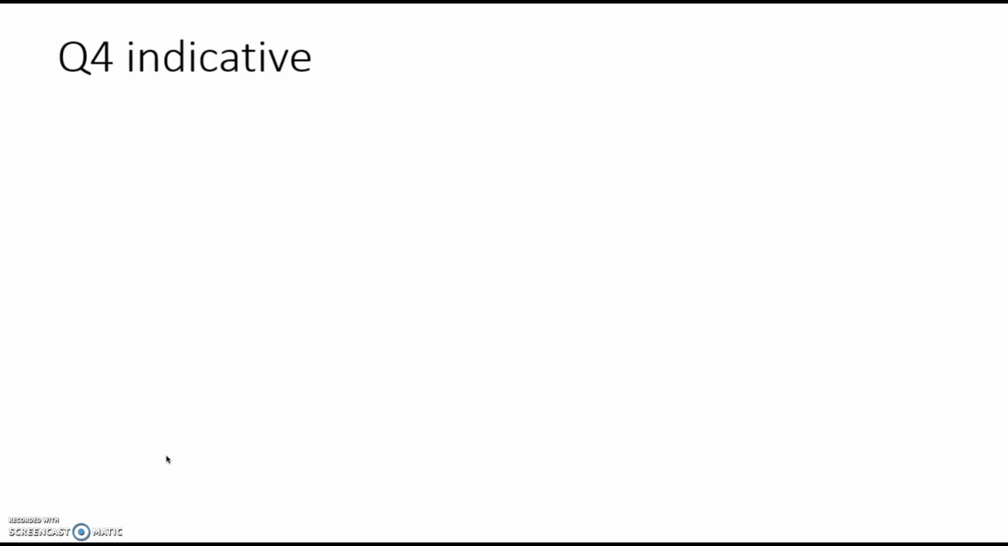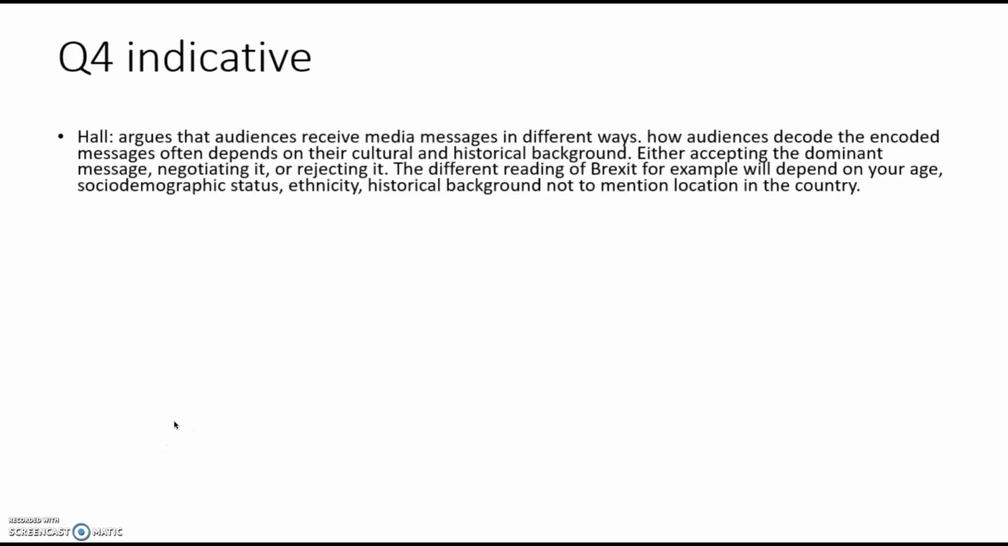So it's all about knowing your theorists. So for example, if you did Hall, we could talk about how the audiences decode the message dependent on their cultural and historical backgrounds, how we receive it. The dominant meaning, for example, or negotiated reading. So for example, you could have talked about Brexit, and how you read Brexit might be dependent on your age, your socio-demographic status or ethnicity, for example.